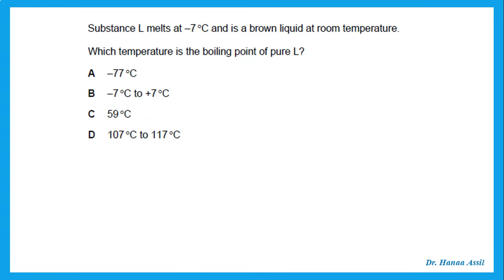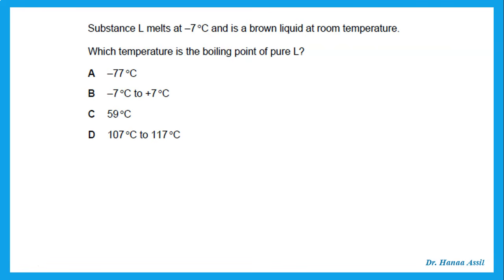Substance L melts at -7 and is a brown liquid at room temperature. Which temperature is the boiling point of pure L? So, pure, first of all, means it should have a specific melting point. So, B and D are wrong.